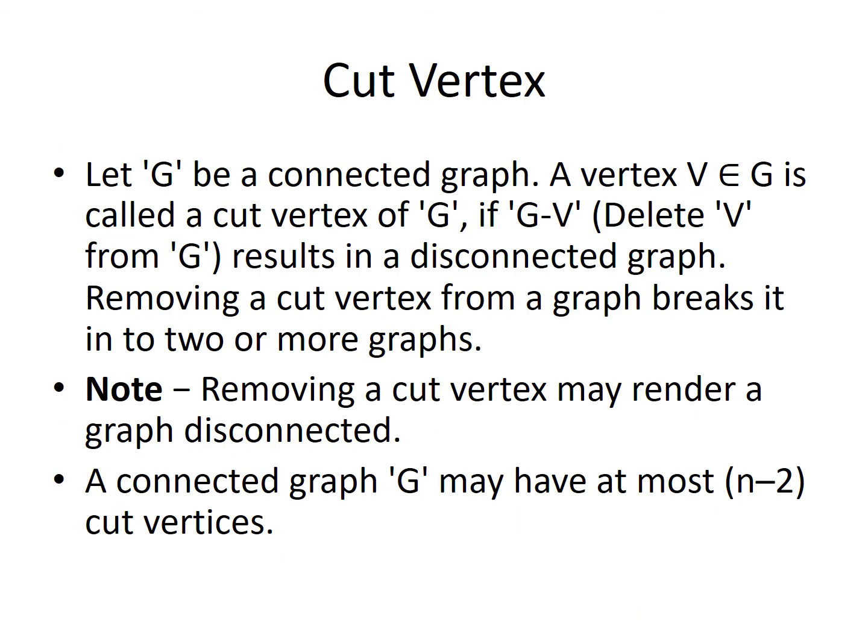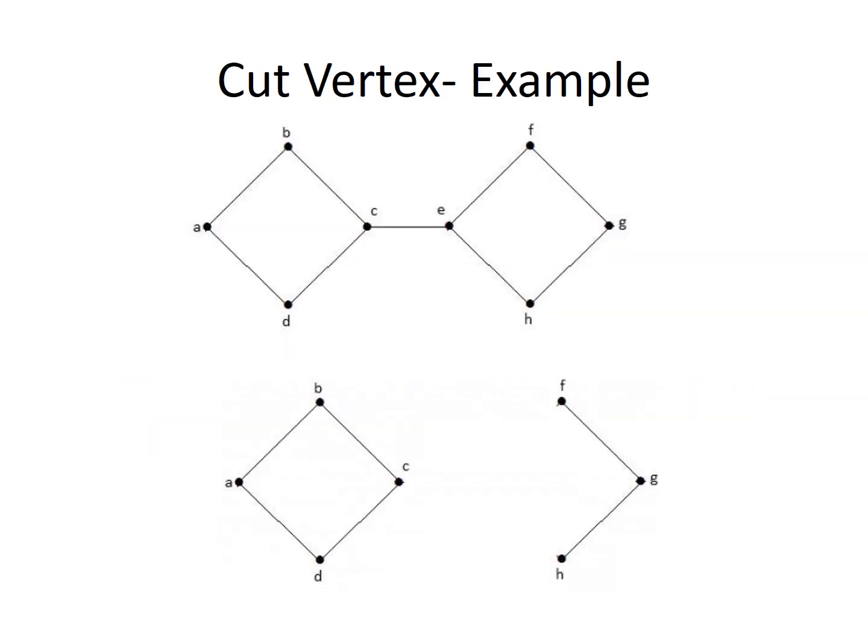The next definition is cut vertex. A cut vertex is a vertex which, if removed from the graph, disconnects it into 2 or more parts. See the first example: C and E are called cut vertices. The first graph is a single connected graph. After removing the vertex E, the graph is disconnected. Similarly, if I remove C instead of E, the graph is also disconnected. So C and E are called cut vertices for the given graph.